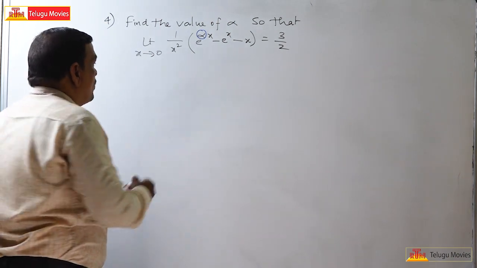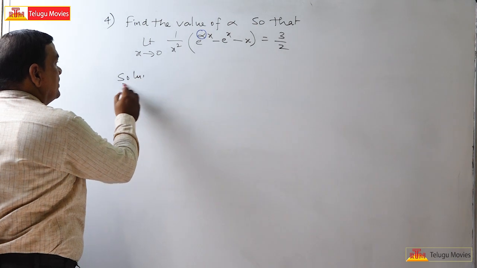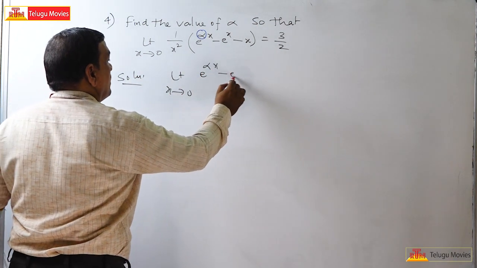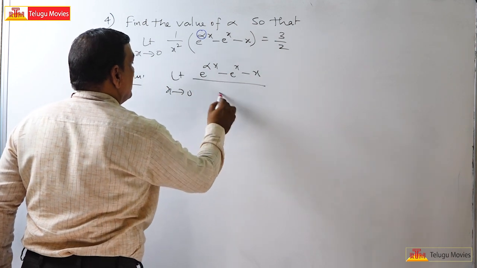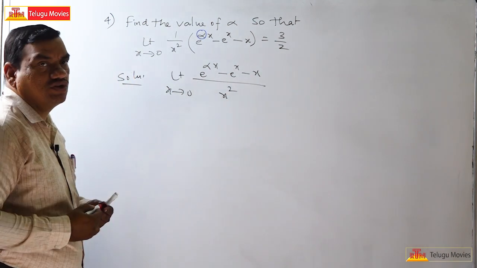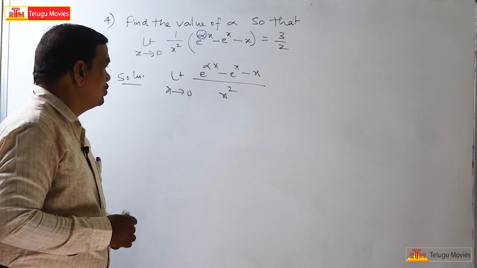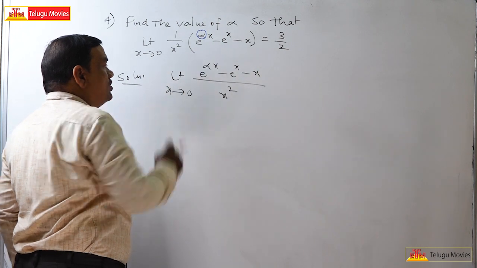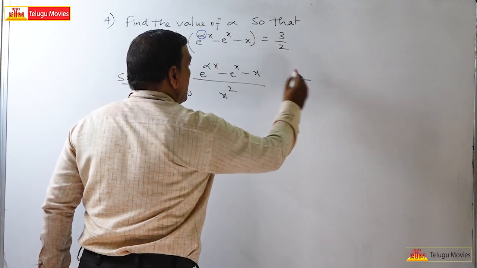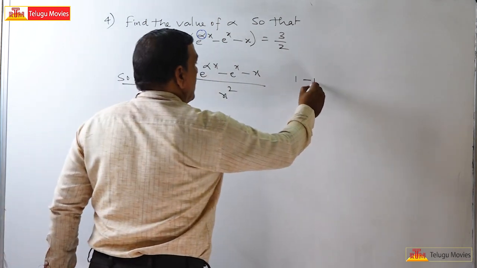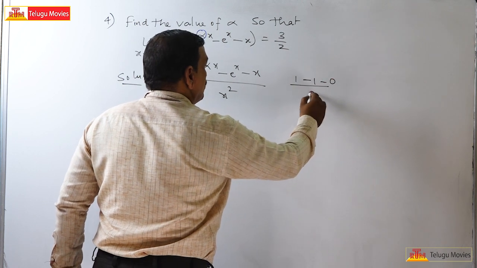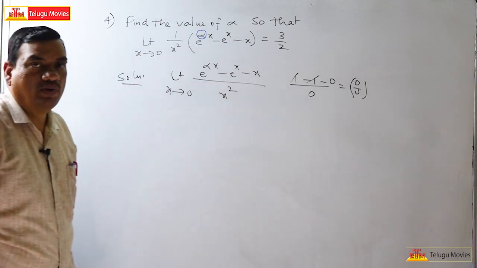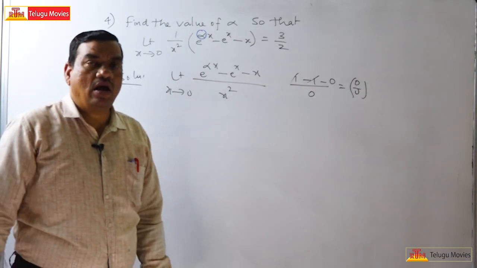Let us start this problem like this. Limit as x tends to 0 of (e^(alpha x) - e^x - x) / x^2. First we will substitute: as x approaches 0, substitute 0 wherever x is there. So e^0 is 1, 1 minus e^0 which is 1, minus 0, over 0 squared, which is 0. We get 0 by 0, then we can apply the L'Hopital rule.